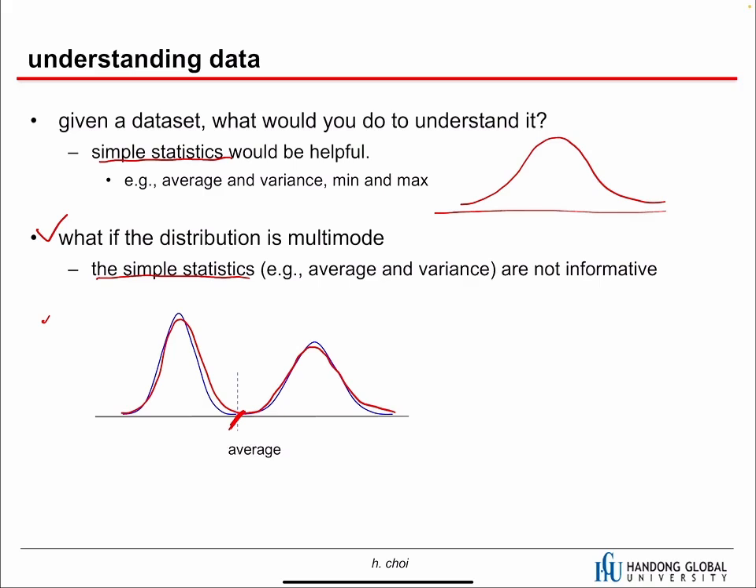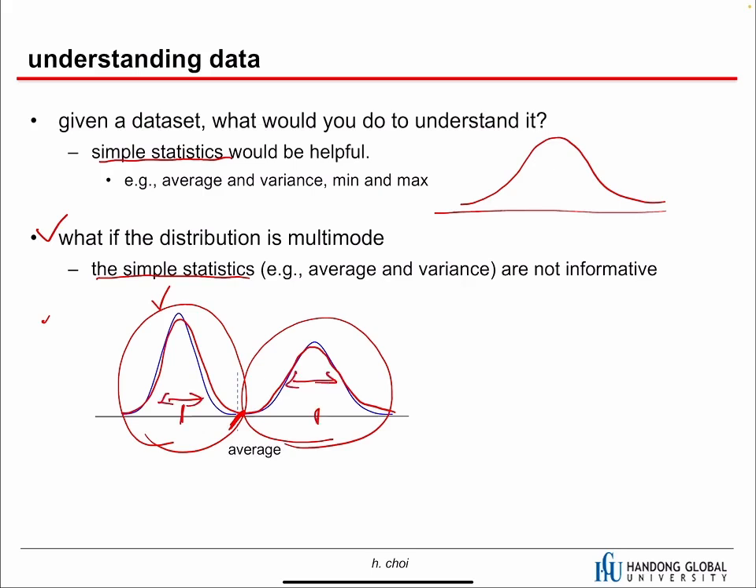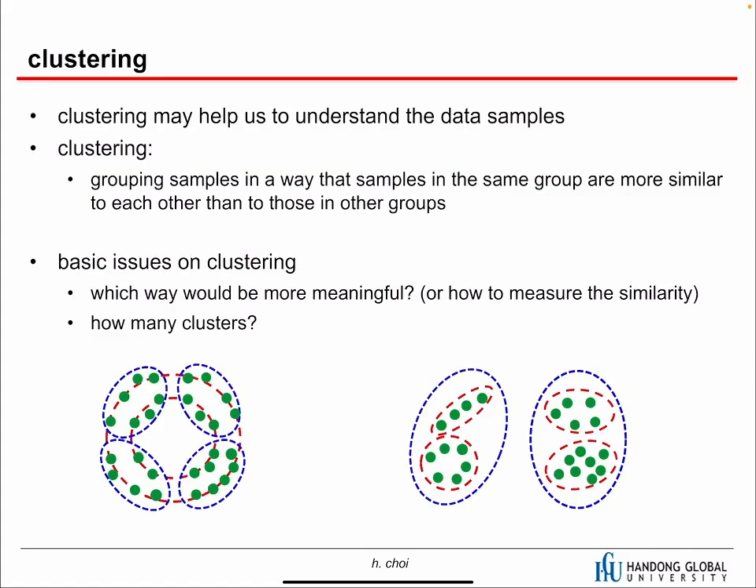This is where clustering comes to the rescue. If we have 2 clusters like this, then in the first cluster we have a mean and variance, and in the second cluster we have a mean and variance, right? That is one way to do this. So let's talk about clustering. As I said, clustering may help us to understand the data samples. Then what is clustering? Roughly speaking, clustering is grouping samples in a way that the samples in the same group are more similar to each other than to those in other groups.